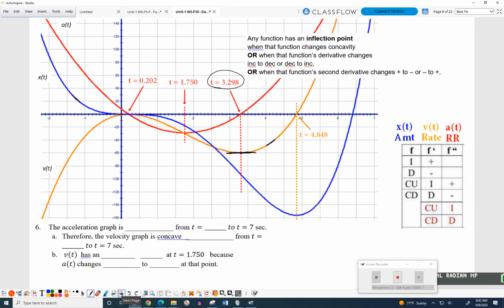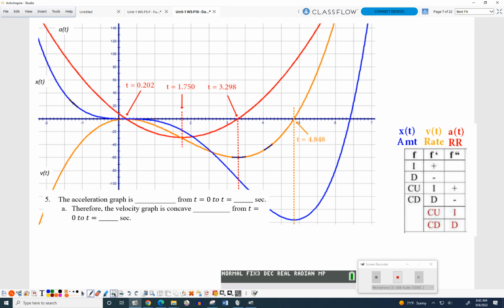Last definition of the day. The last definition is the word inflection point. Oh yeah, please ask me, please. Number 5. What is the acceleration graph doing from 0 seconds on?